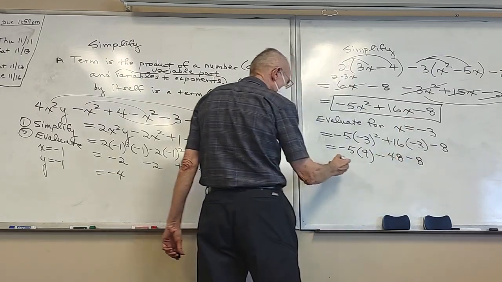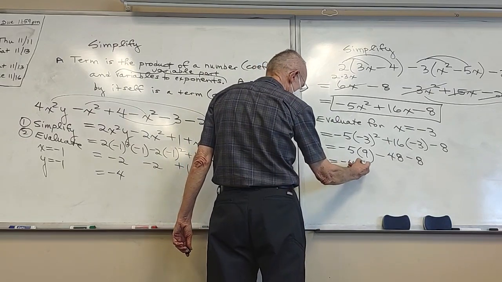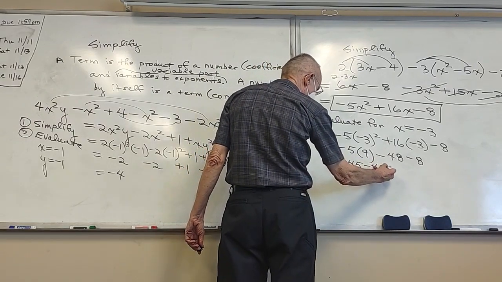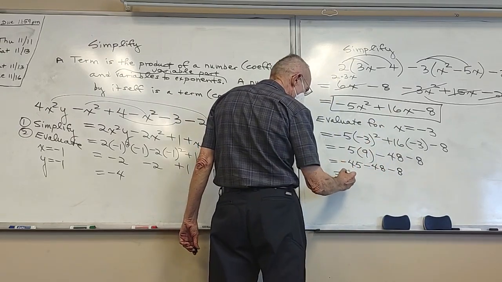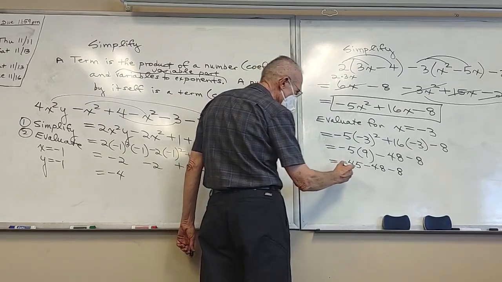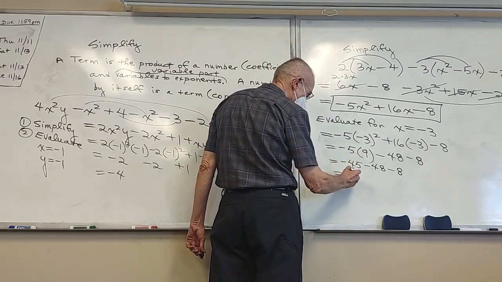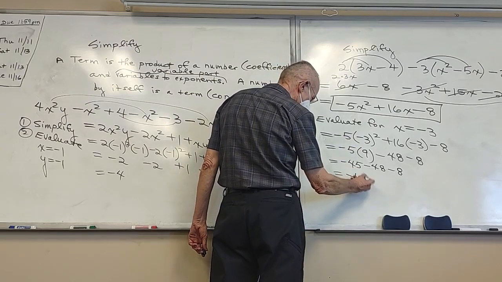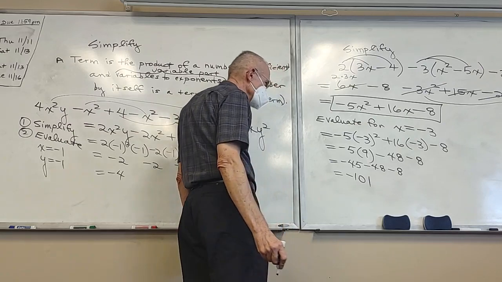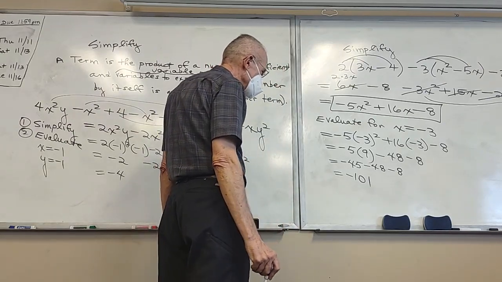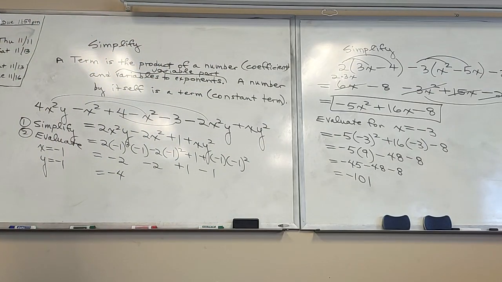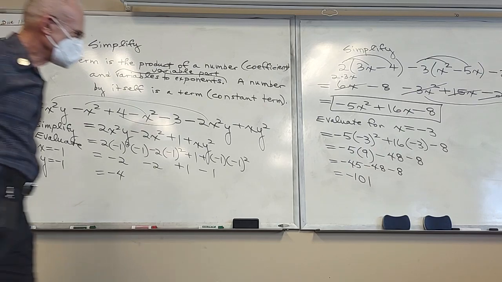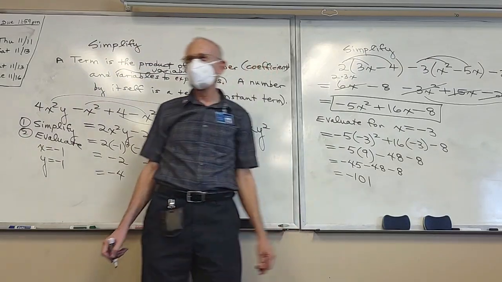Some big negative number, huh? To me, big means over 30. I used to think old age meant over 30. 101? Okay?